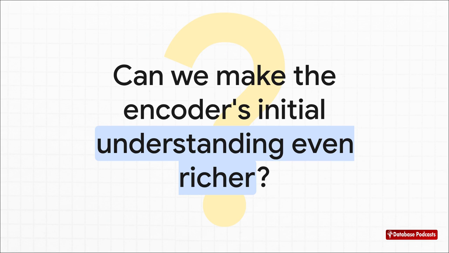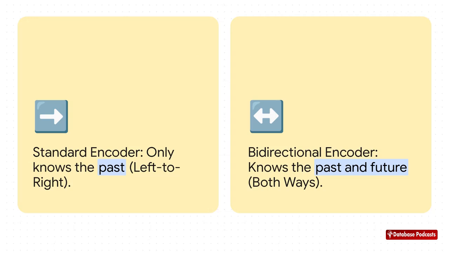But here's the thing. Its attention is only as good as the information it's looking back at, which leads to the next logical question. Can we make the encoder's initial understanding of the sentence even deeper and richer to begin with? Oh, you bet we can. And we do it with something called a bidirectional encoder. See, a standard encoder reads a sentence just like we do, from left to right. That means when it gets to the word apple in the phrase an apple a day, all it knows about is the word an that came before it.